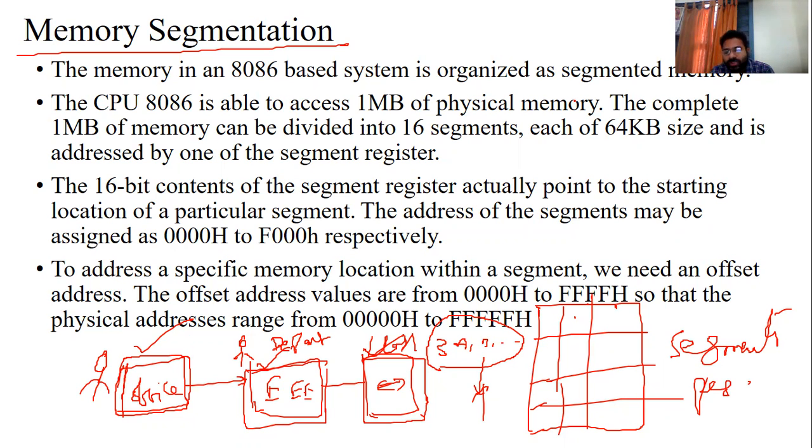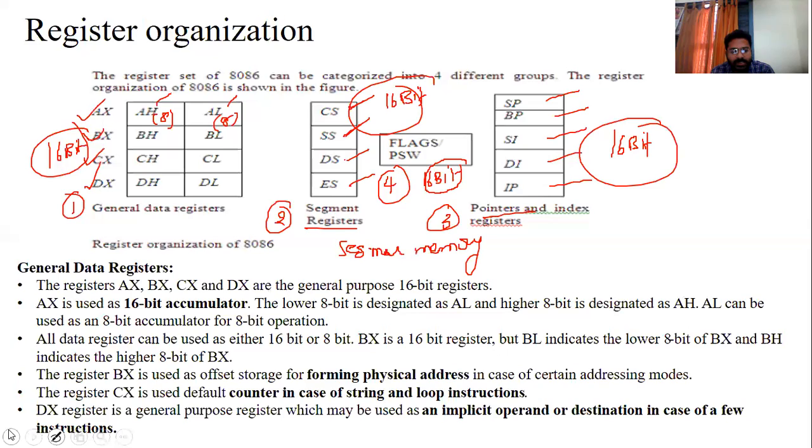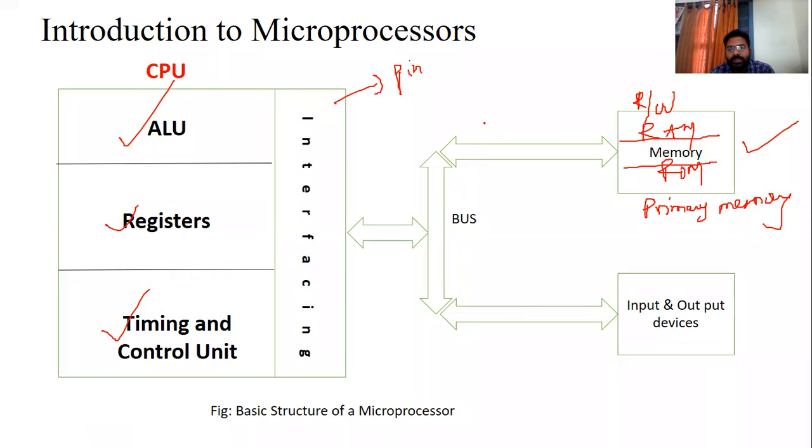So what is the total memory size of the microprocessor? What is the total RAM and ROM memory size? How does it depend? This depends upon the 20-bit address lines, 20-bit addresses.